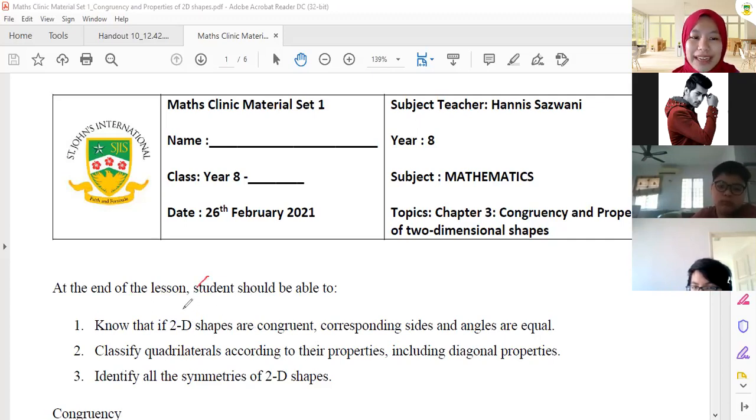2D shape, what is 2D shape? 2D shapes, for example, are rectangle, square, circle, triangle. This is what we call 2D shape, two dimensions. It only involves the x-axis and y-axis.